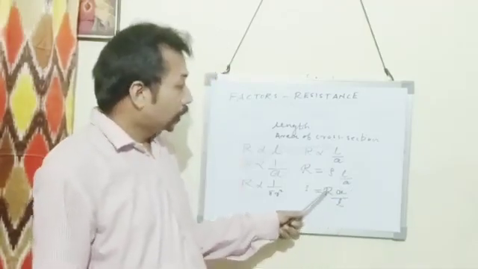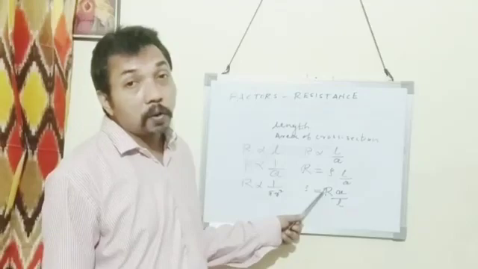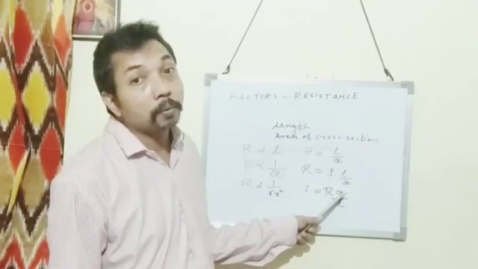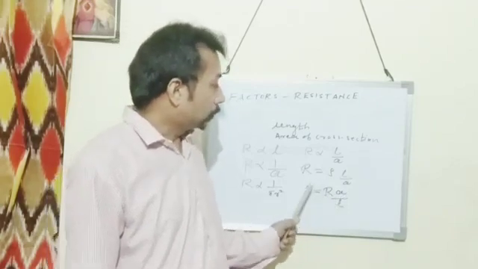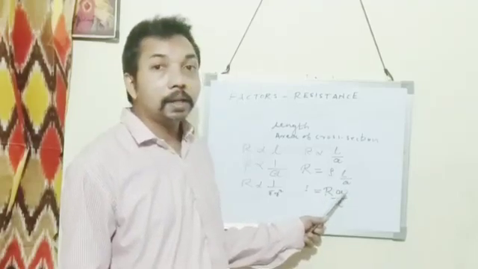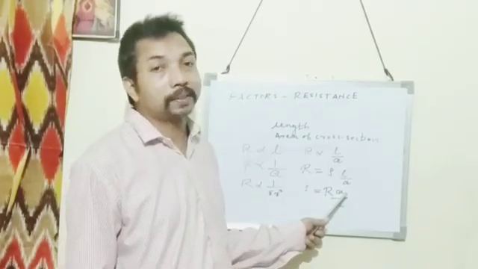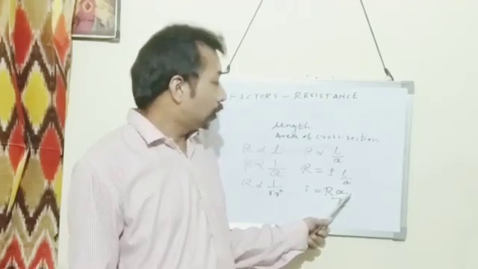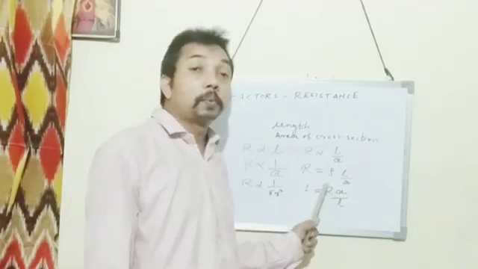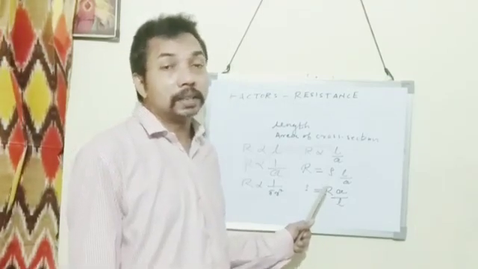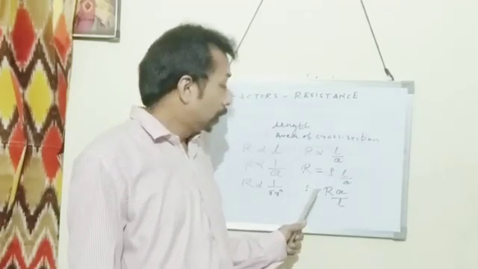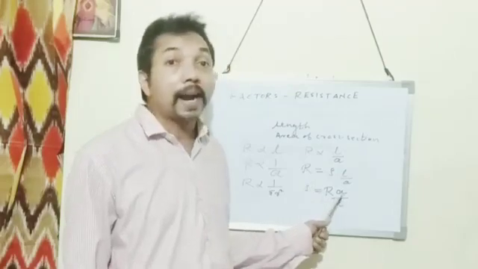Specific resistance is the resistance of a wire of unit length and unit area of cross section. So this is the definition of specific resistance or resistivity. The reciprocal of resistivity is called conductivity.